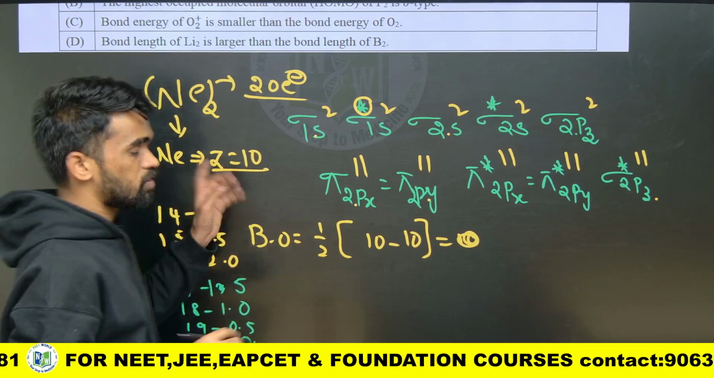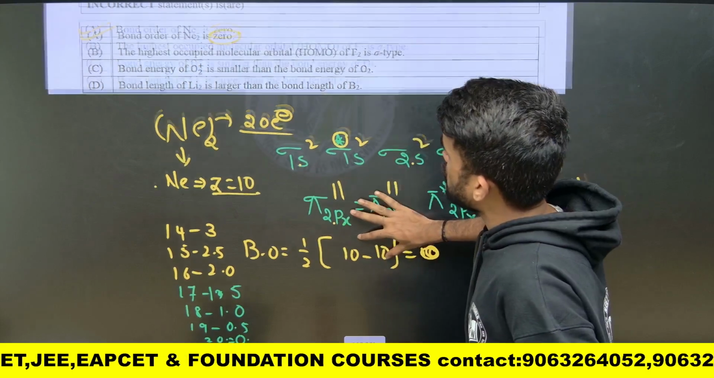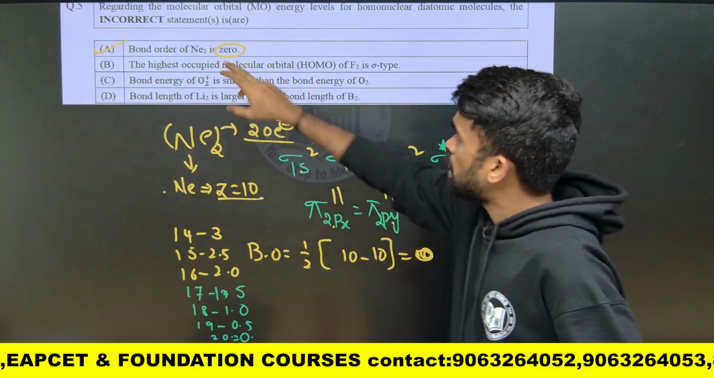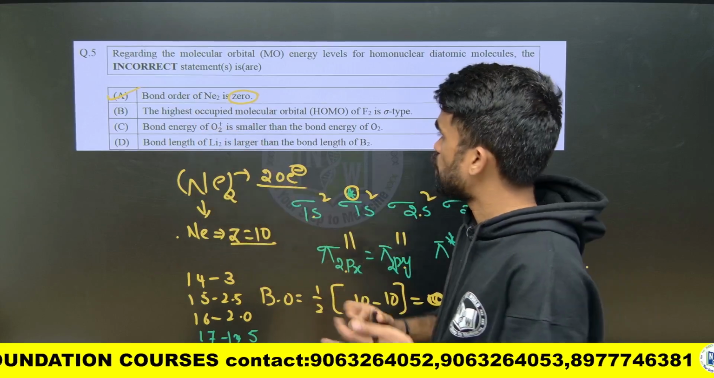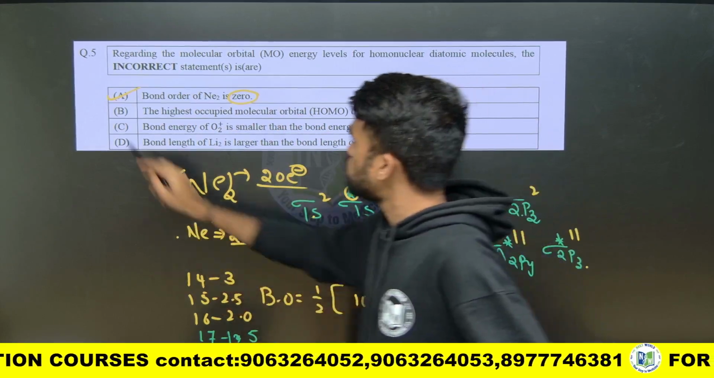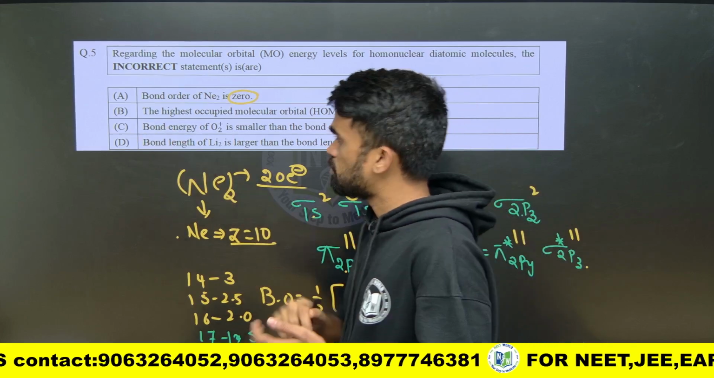So what is the bond order for the neon diatomic molecule? It will be 0. Yes, the statement they mentioned is correct only, but they are asking about the incorrect statement from the 4 options. So the first one is correct only, so we need not tick this. Leave it. Next, check the second option, that is option B.